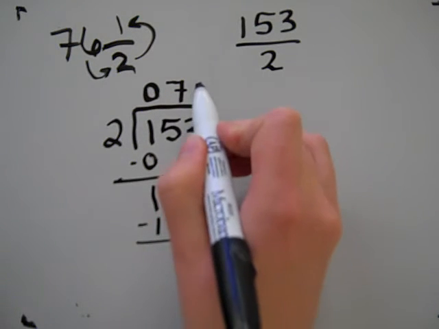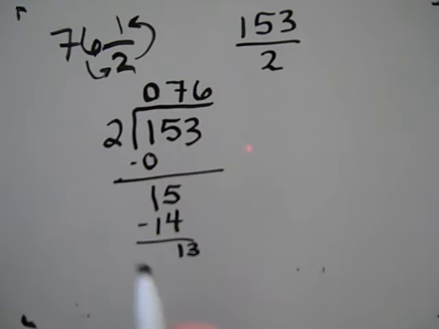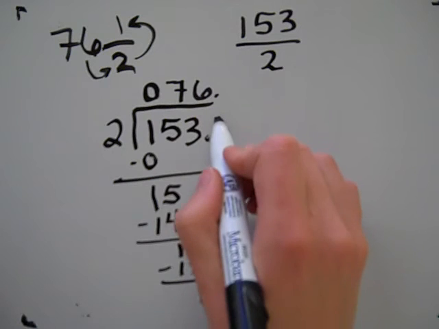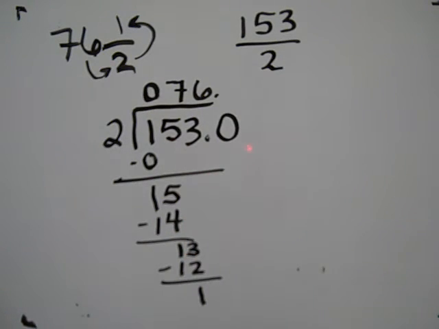2 goes into 13 6 times. 6 times 2 is 12. Do my subtraction, I get 1. Now there's nothing left to bring down, so I have to add a decimal, add it in both places, and a 0. Bring down the 0.